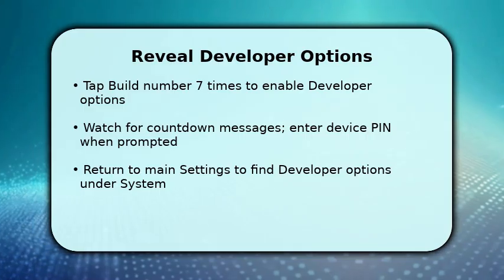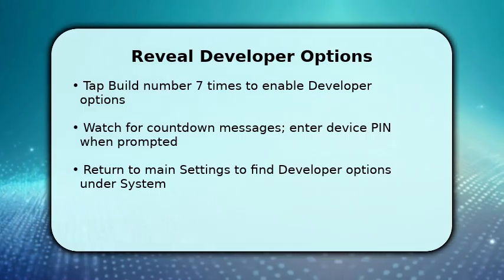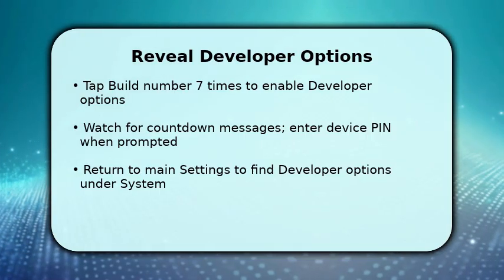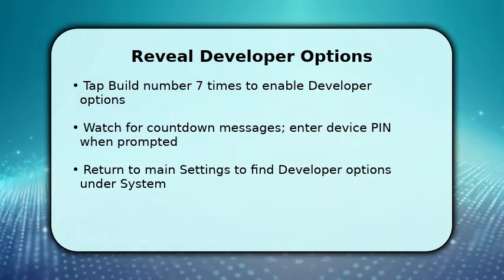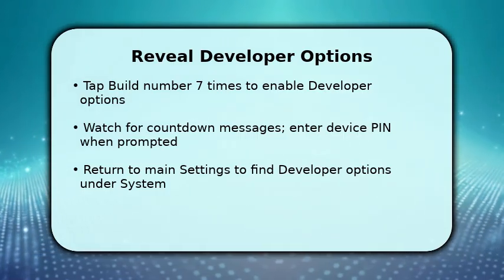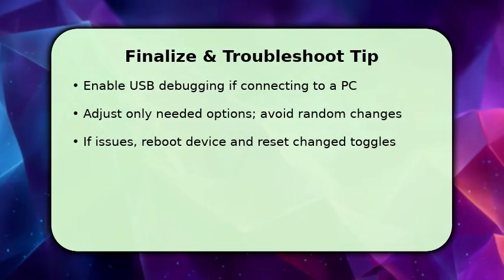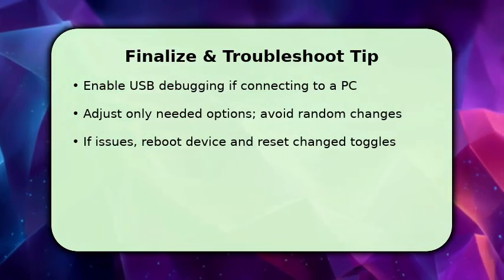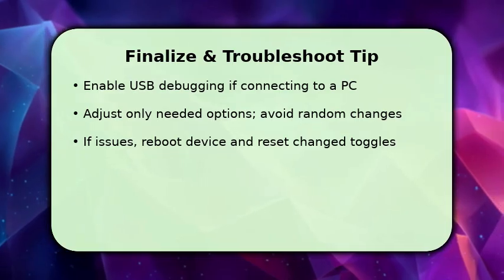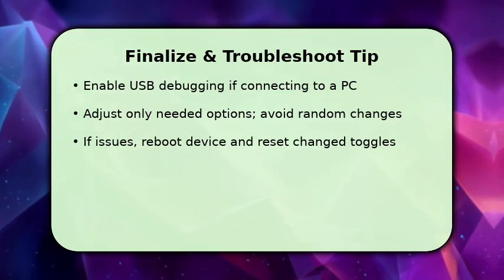Take time to read option labels before changing them. Many settings alter device behavior. If you need USB debugging, toggle it here and confirm the prompts when connecting to a computer. Finish by turning on only the features you need, commonly USB debugging for PC connections, then confirm any on-screen prompts.